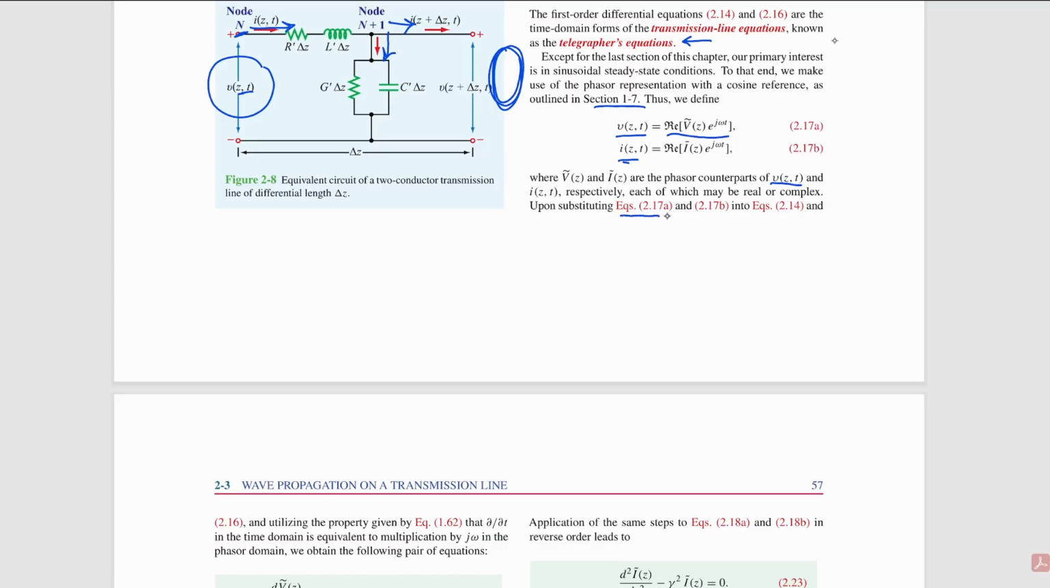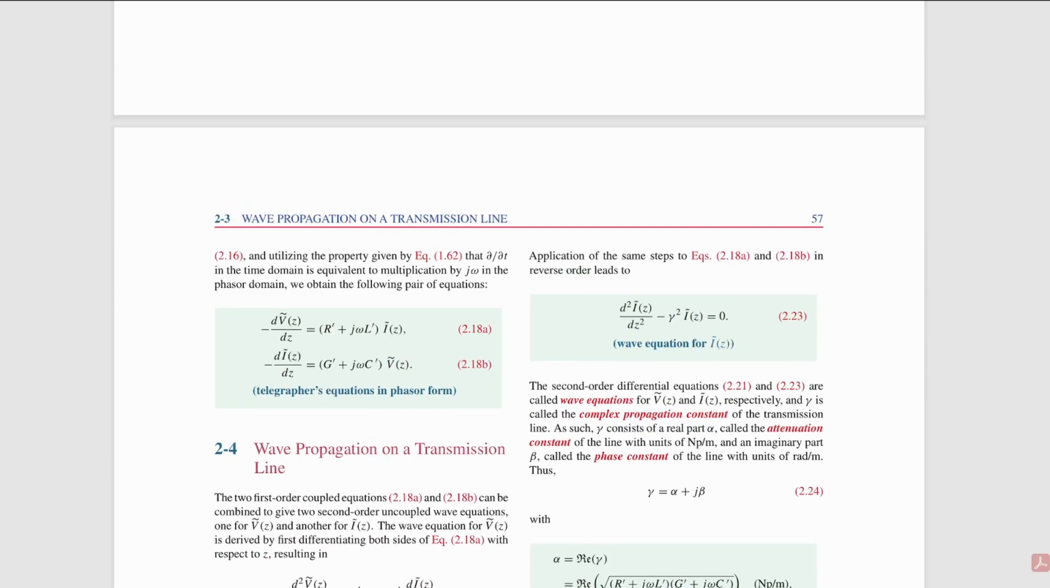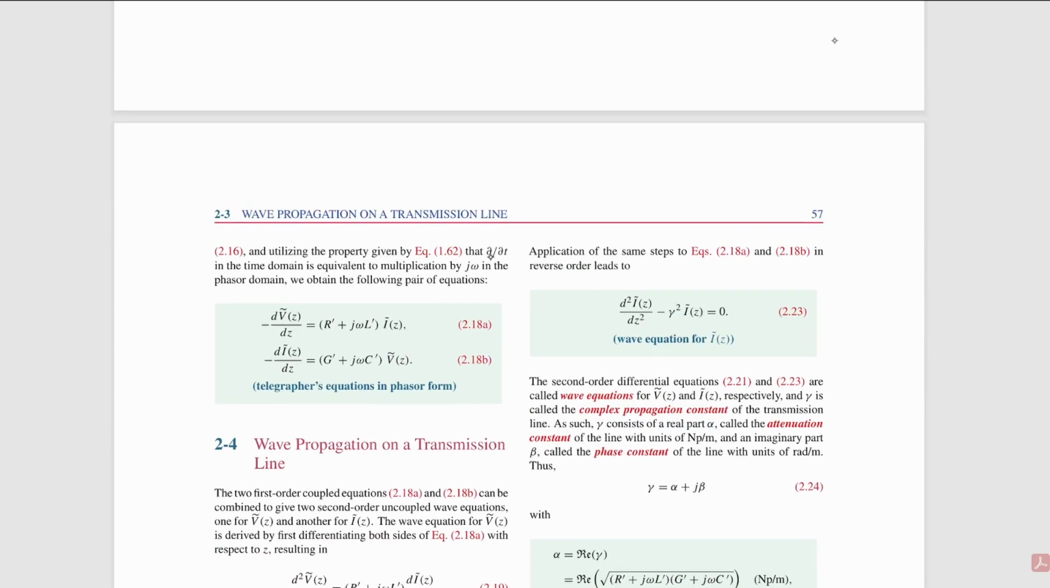Upon substituting in the equations that we derived previously and utilizing the property that d/dt in the time domain is equivalent to multiplication by j omega in the phasor domain, we obtain the following pair of equations. So it's telling us there's a property that differentiating in the time domain leads to as if we multiplied by j omega in the phasor domain. So we just substituted the voltage, and instead of the derivative we multiply by j omega, and going on with the steps, we finally reached the Telegrapher's equations in phasor form.